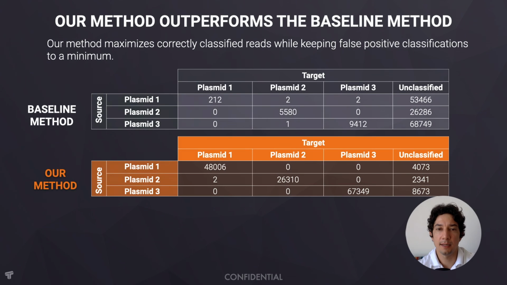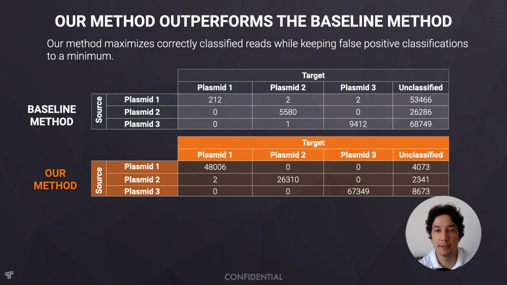So in the baseline method, reads are classified uniquely to the plasmid references, but it's a very small number. Most of the reads are actually unclassified, and they never get binned or demultiplexed into the plasmid bins that would be useful for downstream analysis. So you end up with a lot of unclassified reads in the baseline method.